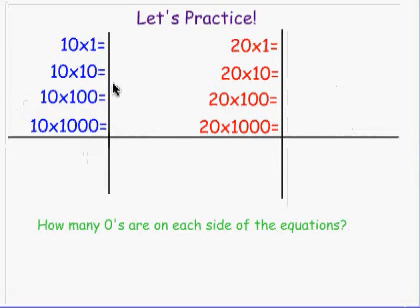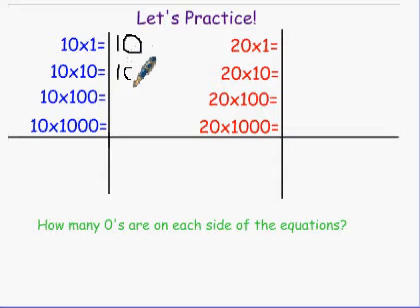Let's practice with these numbers. Here, I've got how many zeros are on each side of each equation. 10 times 1, well, that's easy. That's 10. 10 times 10, from my multiplication tables, I know that's pretty easy too. That's 100. So, following our pattern, 10 times 100, that's going to be, that's right, 1,000. And 10 times 1,000 is going to be 10,000.